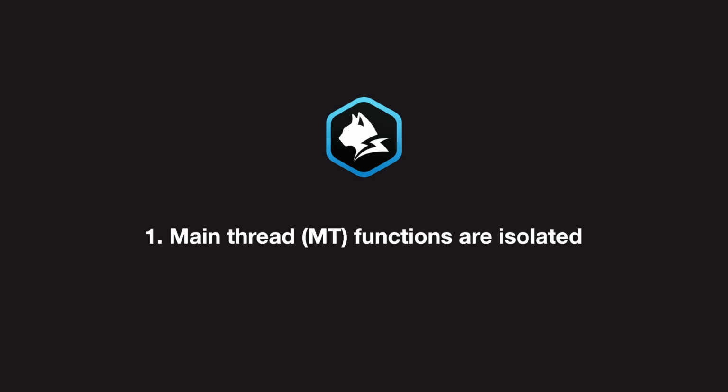But wait, isn't running JavaScript on the main thread dangerous? Yes, if you run too much on the main thread, you will block everything. Don't do that. That's why Lynx enforces strict rules. First of all, main thread functions are isolated. You can't just call background functions from them.